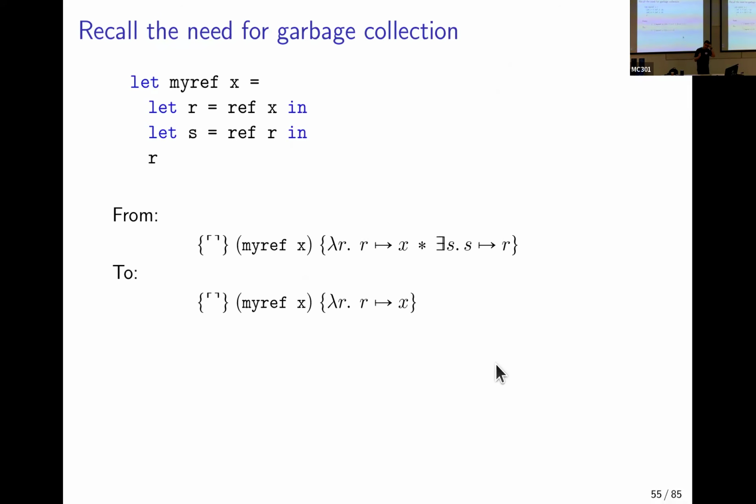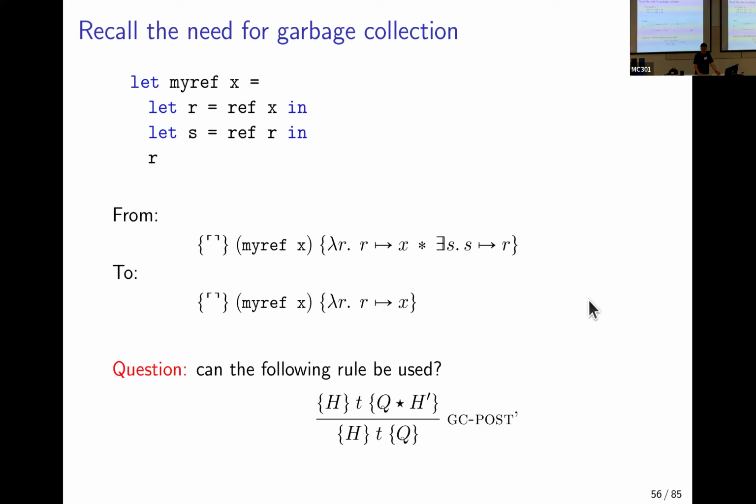However, if you do want to throw things away, you have to have some rule to talk about garbage collection. So if you have the same example, you allocate a reference to X, you allocate a reference to this reference, and then you throw away the new reference. So you have this postcondition. You want to have this specification. So how do you go from the first specification that we can prove to the second specification that we desire? So the question is, can the following rule be used?